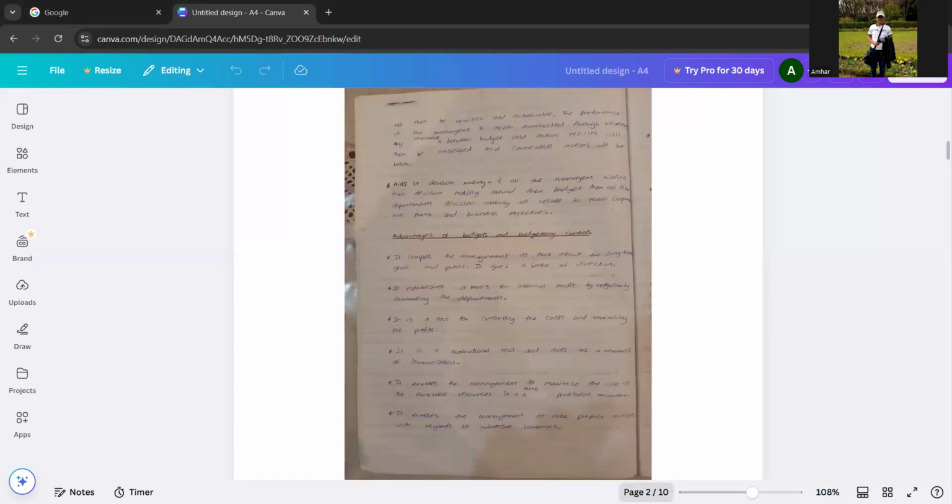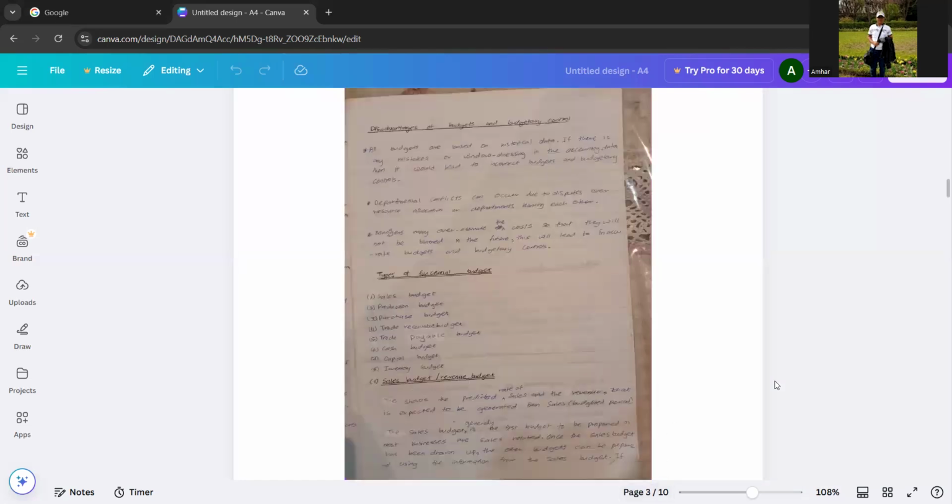Now let's look at disadvantages. Disadvantages of budgets and budgetary control. First one, all budgets are based on historical data. So all budgets are based on past data. So what happens is if there are any mistakes or window dressing in the accounting data, then it would lead to incorrect budgets and budgetary control.